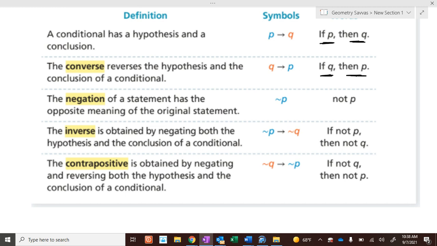A negation is a statement that has the opposite meaning of the original statement. So when they put a little curly Q in front of something, it means the opposite of, or not. If they say something is blue, then the negation of that is something is not blue. Okay? So the little curly Q means not. The negation has the opposite meaning of an original statement.